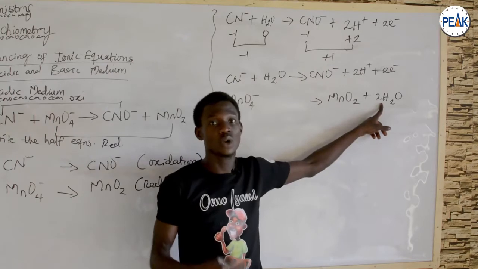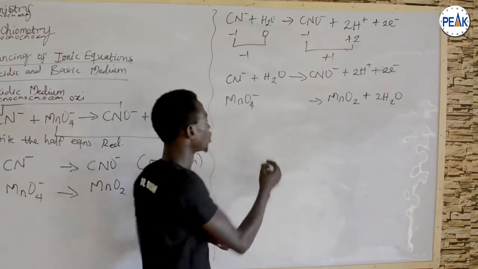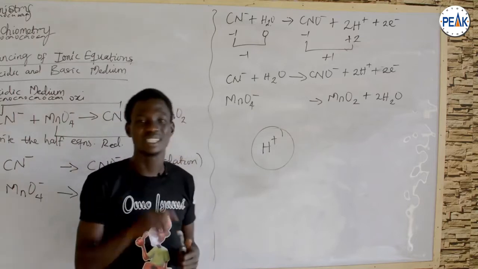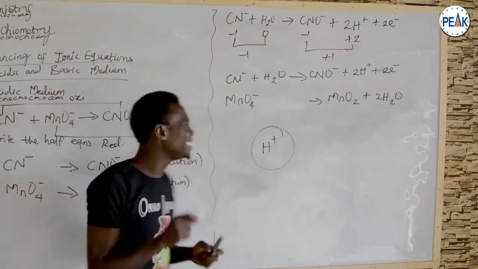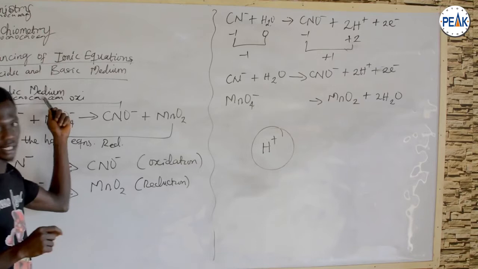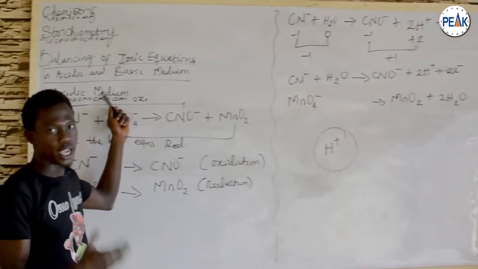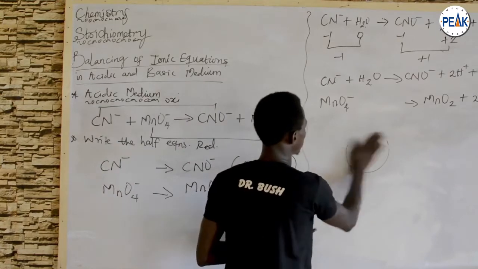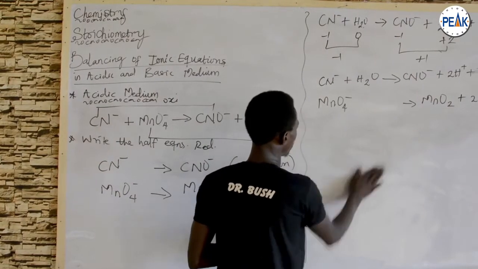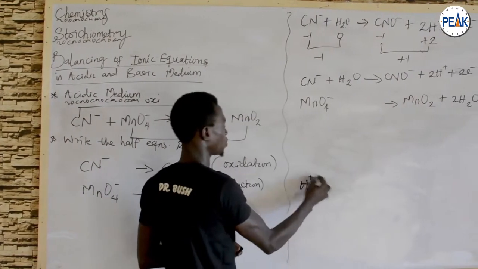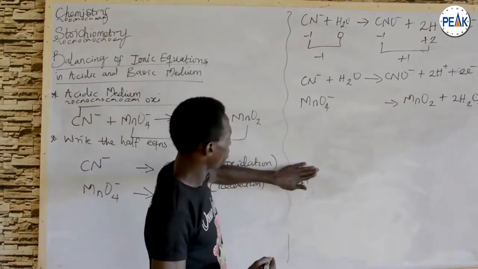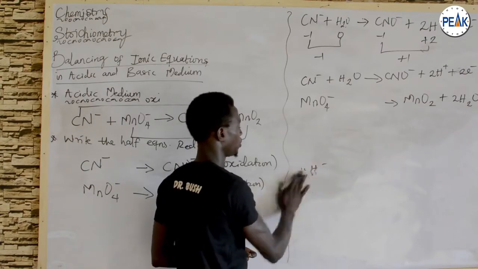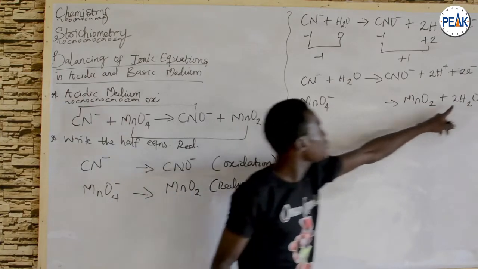That's hydrogen. How do I balance hydrogen? I balance hydrogen with H+. I'm balancing with H+ because this involves acidic medium. When we get to basic medium, I'm going to tell you what we're going to balance with. By now you should know what it is. If balancing in acidic medium will be H+, then basic medium or alkaline medium should be OH-.